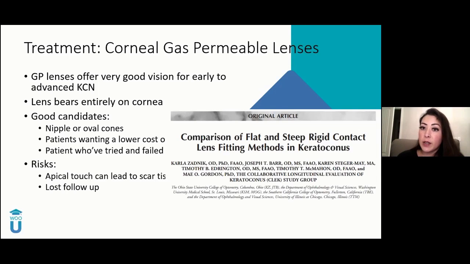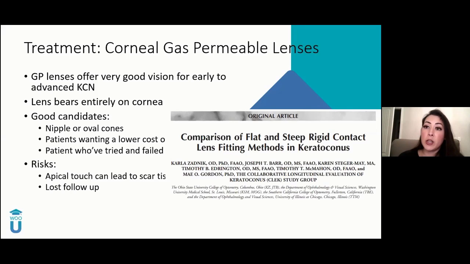In the CLEC study, there's so much amazing information that came out of this. But if you remember from the CLEC study, we found out that the keratoconus patients that were fit in lenses that were very, very flat had more scar tissue on the cornea compared to the patients that were fit in steep designs. So that's always something in the back of my mind as well.